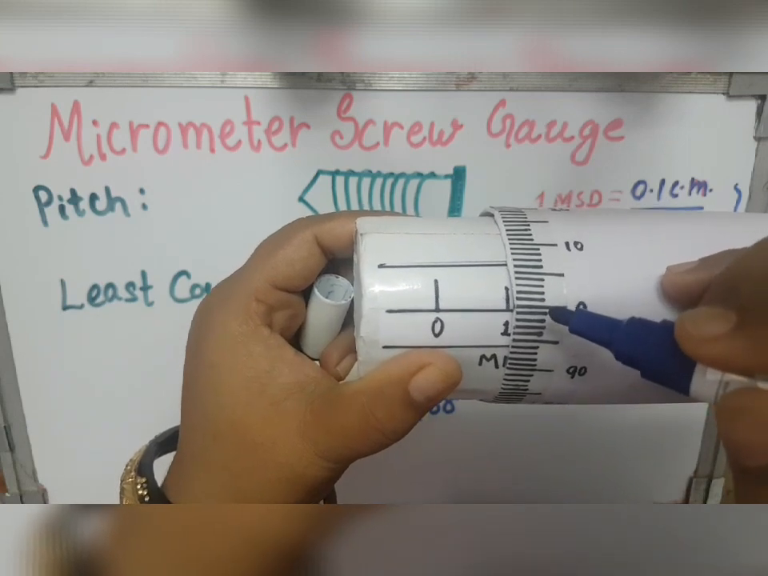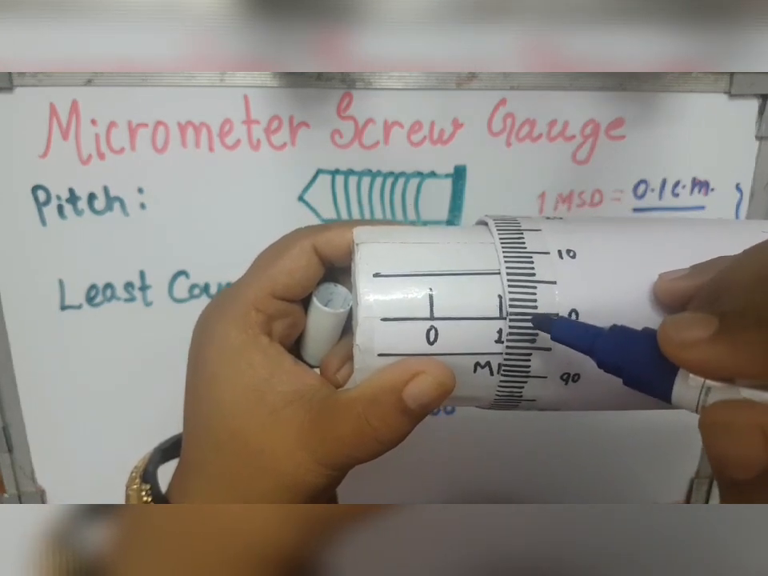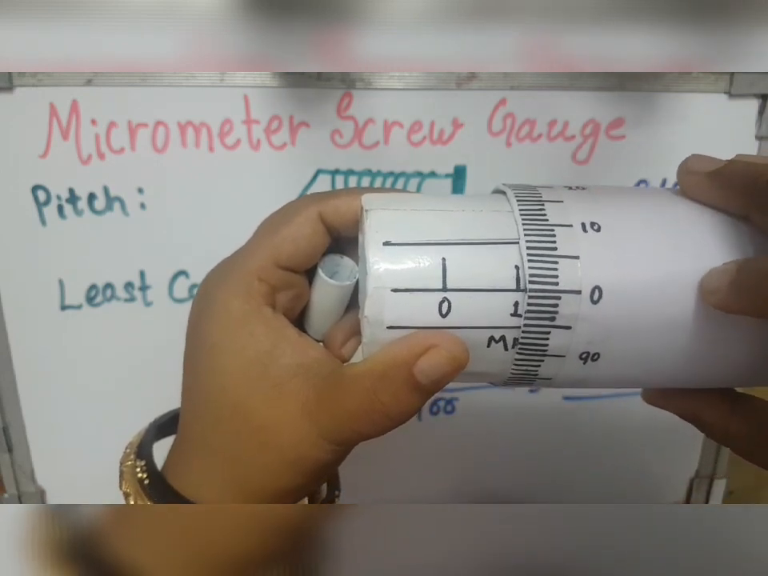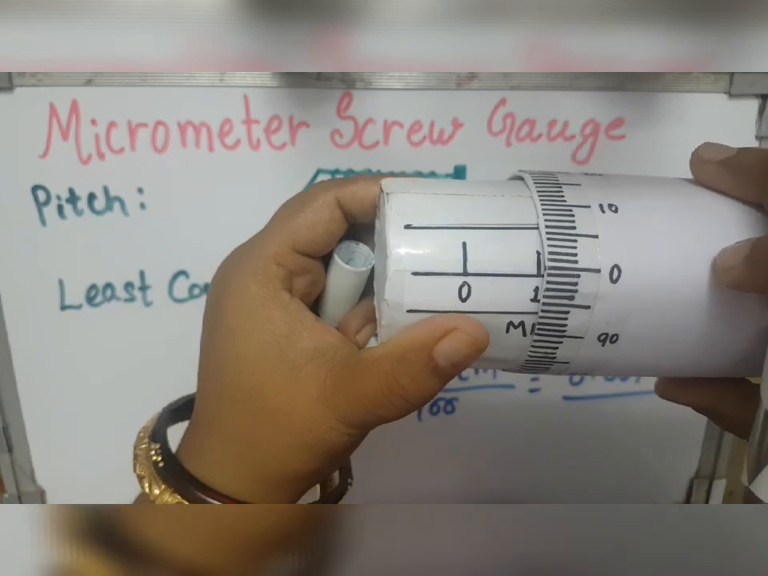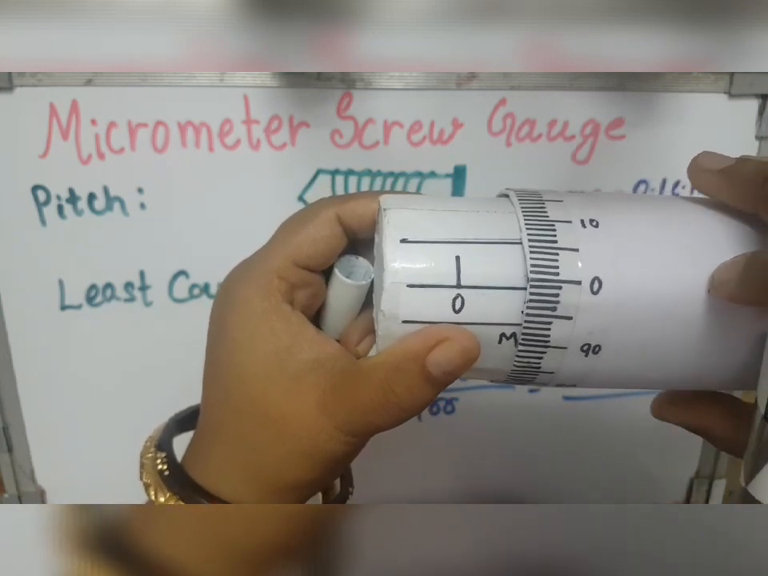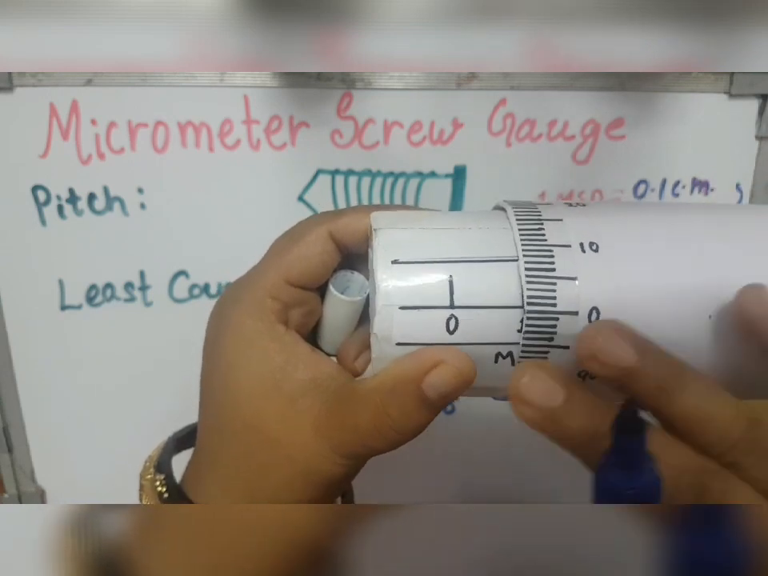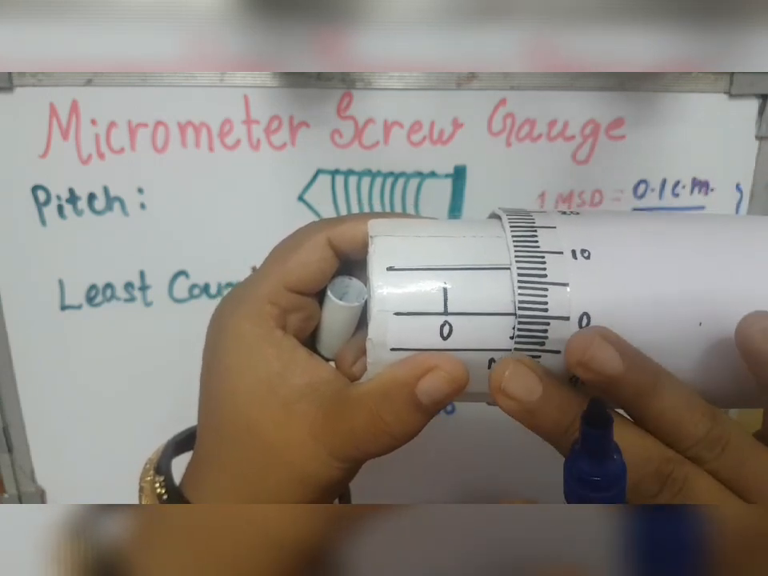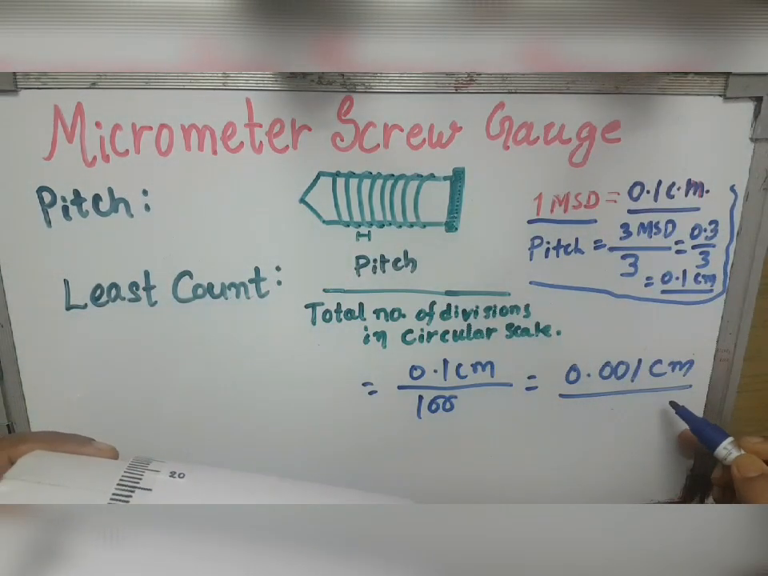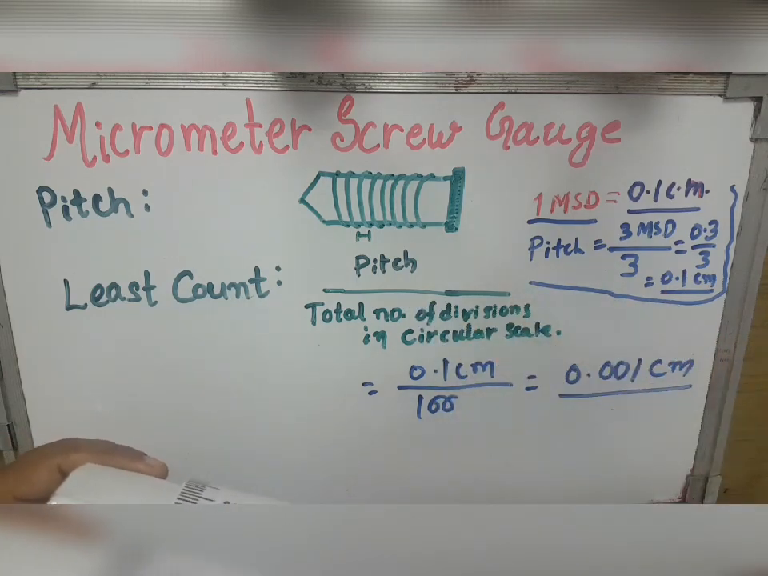Here the minimum distance or measurement that can be taken by this micrometer screw gauge is the linear distance covered by only one division of the circular scale. If you rotate the circular scale for only one division, then it will cover a very short distance in the main scale, that is equal to 0.001 centimeter, and that is the least count of the instrument.